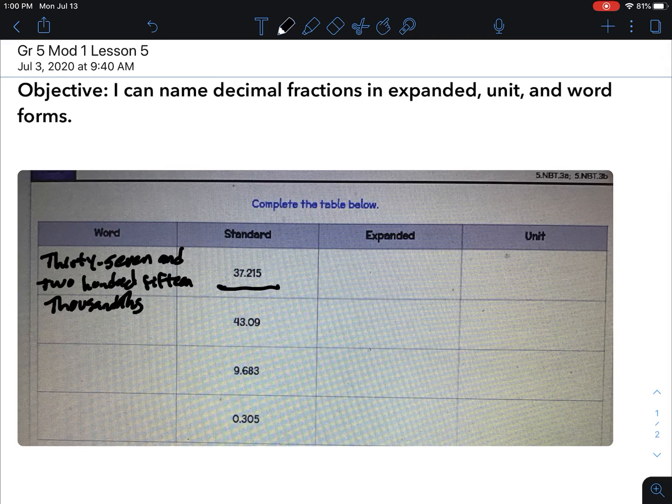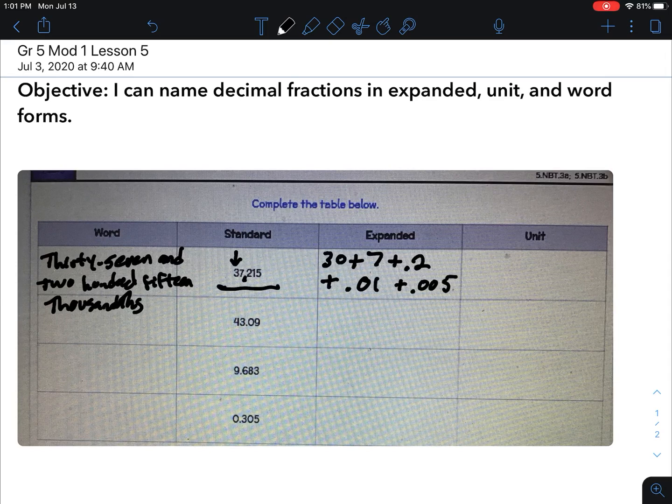Then you'd write that in expanded form, which most of you are pretty good at. So you just break each one apart. That first number has a value of 30 plus 7 plus, then we get into decimals now, remember, one number at a time. So 2/10 plus 1/100 plus 5 thousandths. All right, so that's how you do those two.